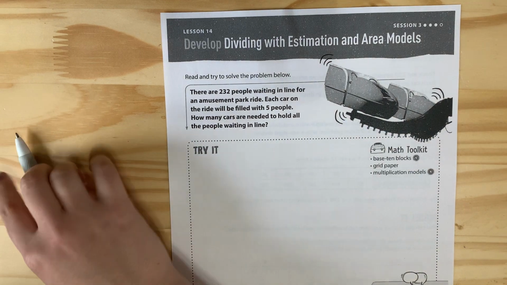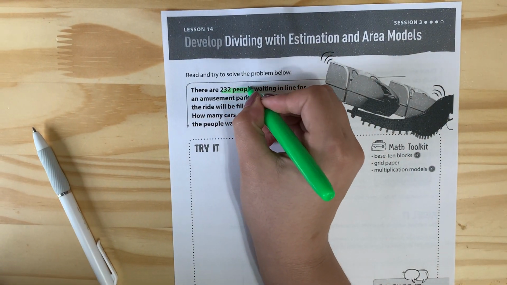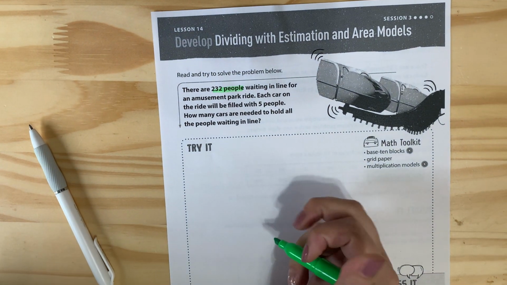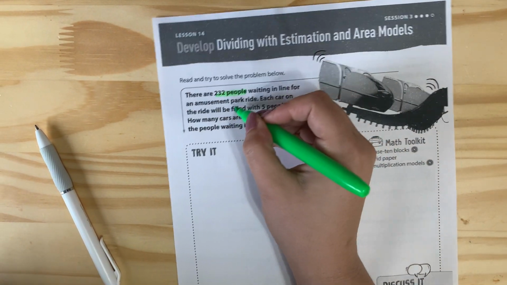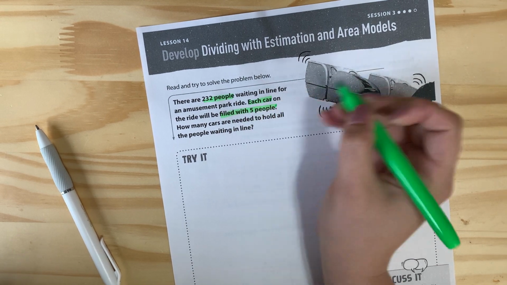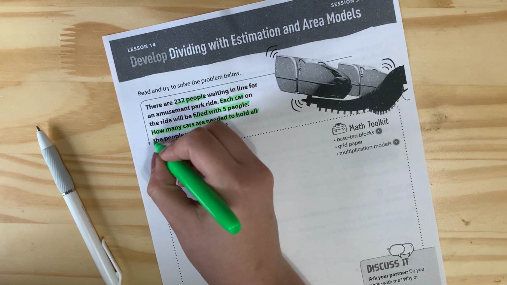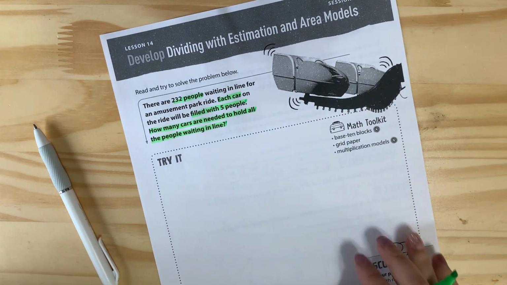There are 232 people waiting in line for an amusement park ride. Each car on the ride will be filled. So each car is filled with 5 people. How many cars are needed to hold all the people waiting in line?